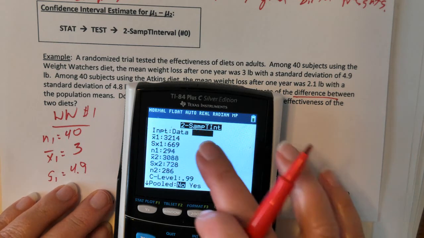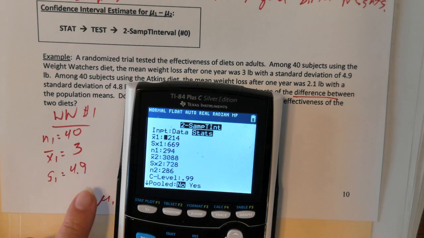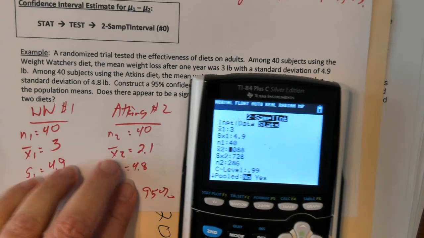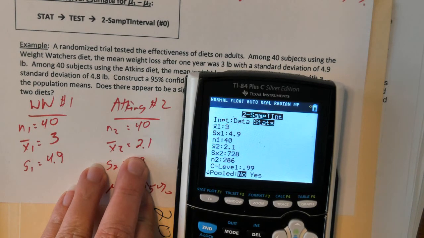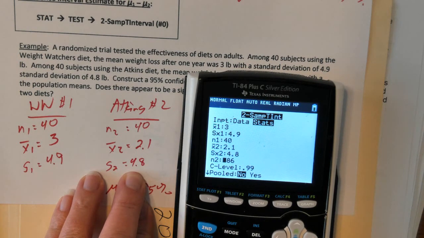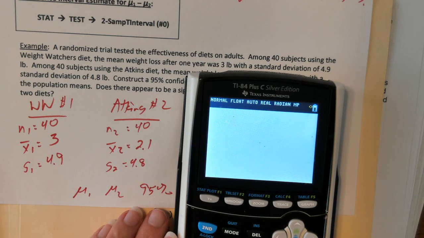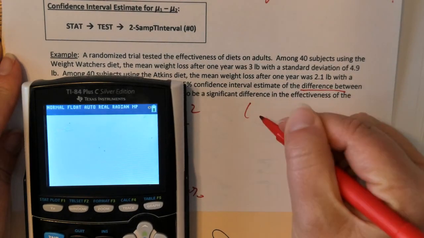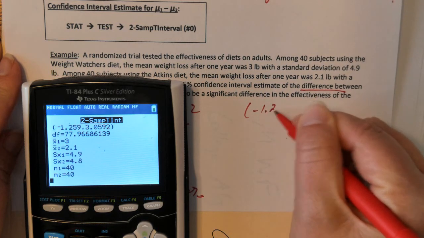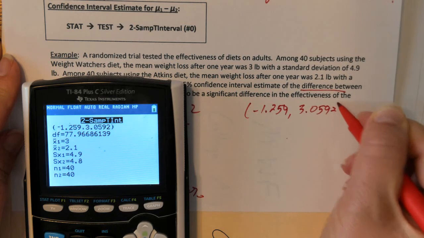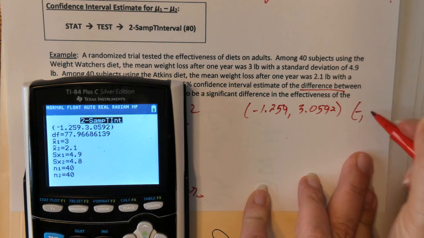And we feed in our data. We don't have the data, we have the stats. So the average for group 1 was 3, standard deviation 4.9, sample size was 40. For group 2, the average was 2.1, standard deviation 4.8, sample size was 40. Confidence level was 0.95. Again, we'll leave it pooled, we'll say no, and we will calculate. Our confidence interval was negative 1.259 up to 3.0592.